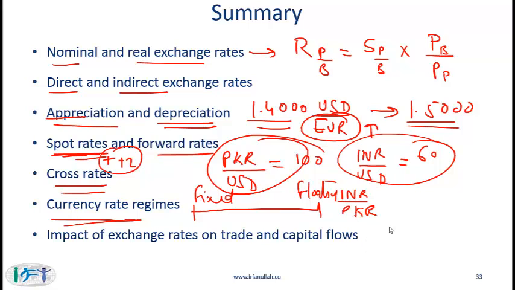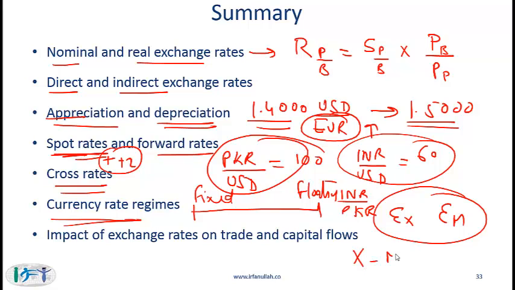The elasticities based approach says that the impact on the trade balance depends on the elasticity of exports and the elasticity of imports. The greater the elasticity, the more the impact will be of a change in exchange rate. And the absorption approach is based on macroeconomic principles, which says that as long as savings go up relative to investment, then that will have a positive impact on the trade balance.